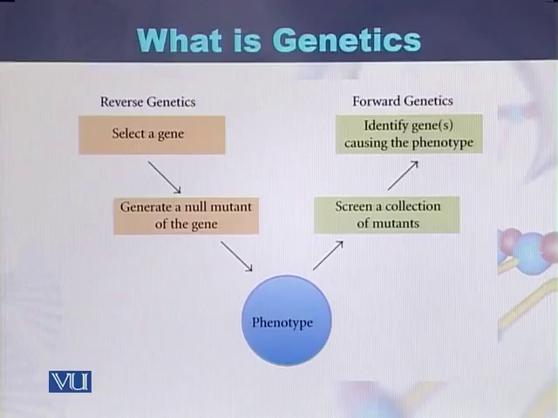In the case of forward genetics, a geneticist or researcher first identifies the phenotype, then based on the phenotype, mutants for certain genes are screened, and ultimately a particular gene is identified that is causing the mutation or is responsible for a specific phenotype. So there are two ways of studying genetics: one is called reverse genetics and the second is called forward genetics.